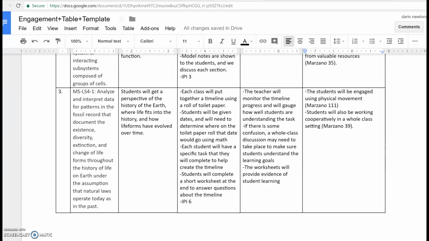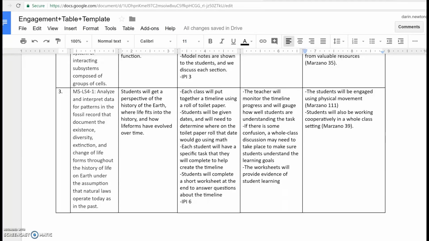The third project is MS-LS4-1. So students analyze and interpret data for patterns in the fossil record that document the existence, diversity, extinction, and change of life, basically the history of Earth. So students will get a perspective of the history of Earth, where life fits into the history, and how life forms have evolved over time.